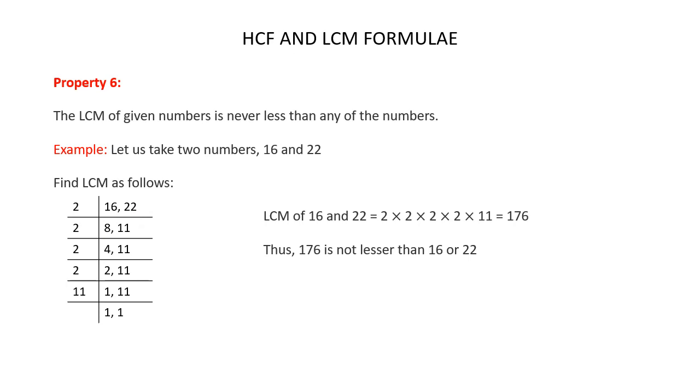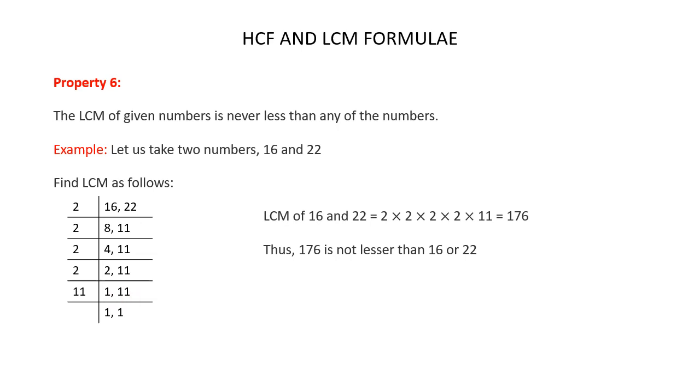Divide again by 2. 8 divided by 2 is 4. Write 4 in the next row. 11 cannot be divided by 2 completely. So write 11 as it is in the next row. Divide again by 2. 4 divided by 2 is 2. Write 2 in the next row. Write 11 as it is in the next row. Divide again by 2. 2 divided by 2 is 1. Write 1 in the next row. Write 11 as it is in the next row.